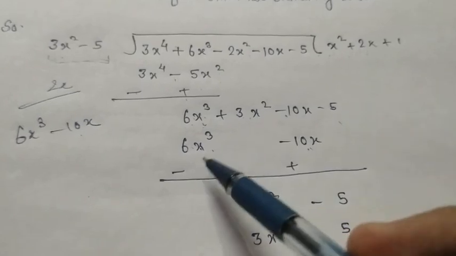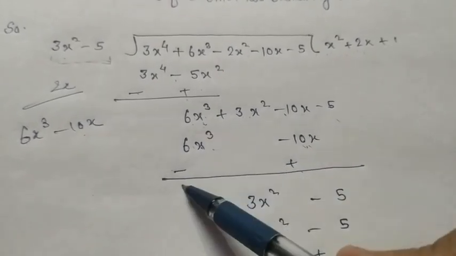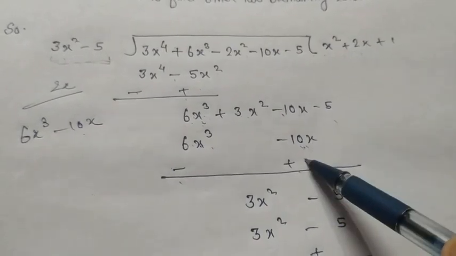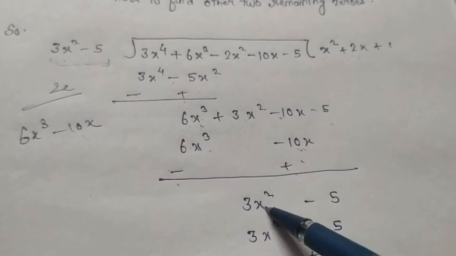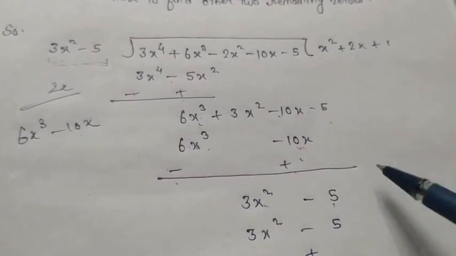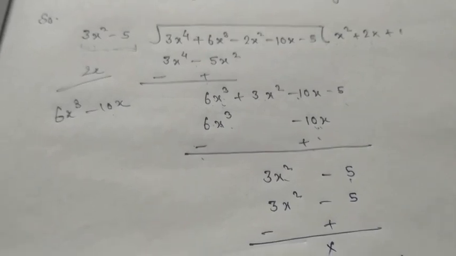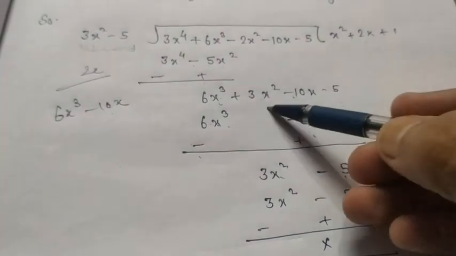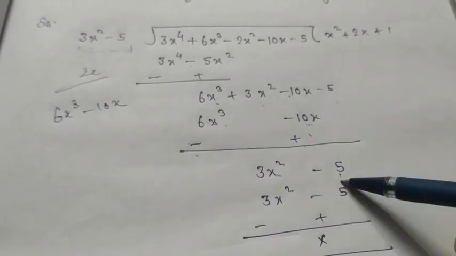Okay, now when you will solve it, it will be minus and it will be plus. So this will be cancelled and this will also be cancelled. So what will be left? 3x square and minus 5 will be left. So here 3x square will be left, and here is minus 5.